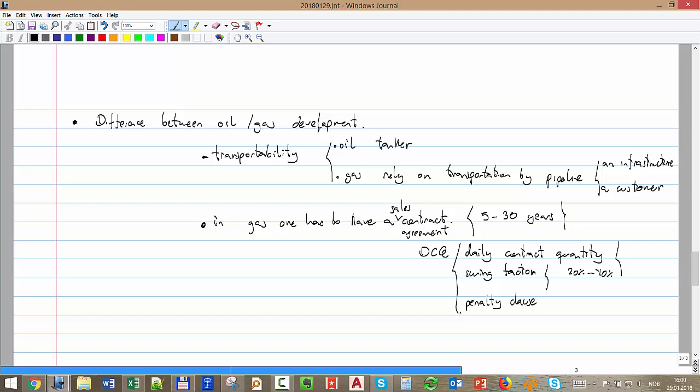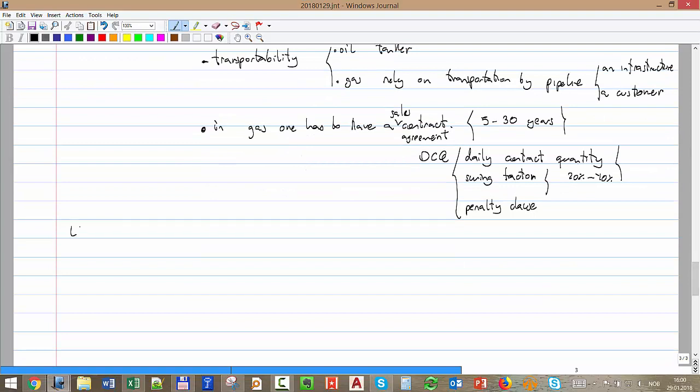Now, maybe you heard of LNG, liquefied natural gas, and this tries to make gas more like oil. I put high pressure, very low temperature, and I try to liquefy the methane. And then after it's liquid, I can transport it in a big vessel, in a big ship.